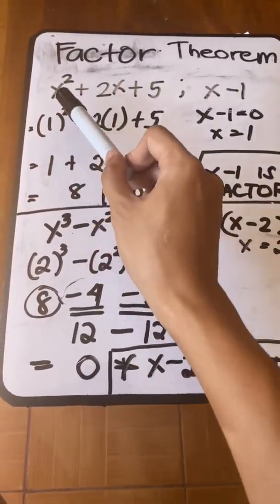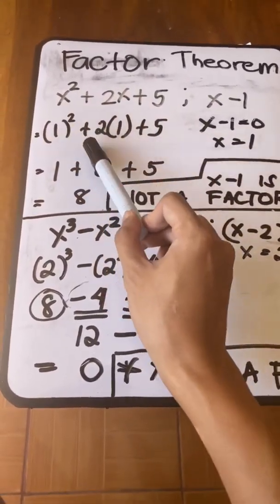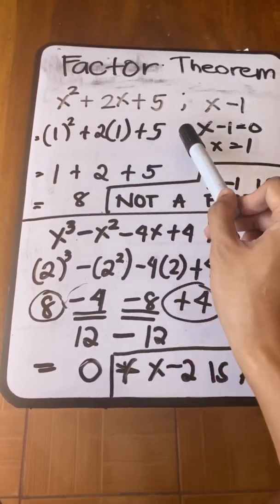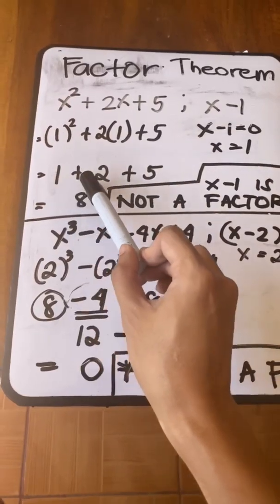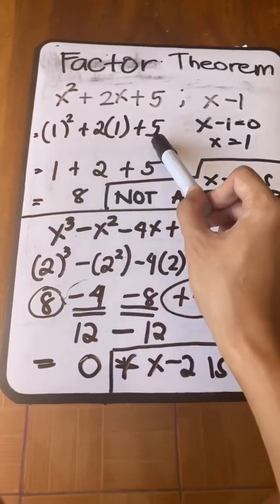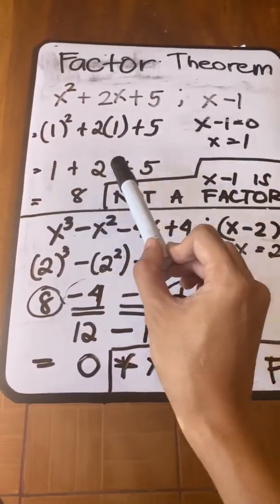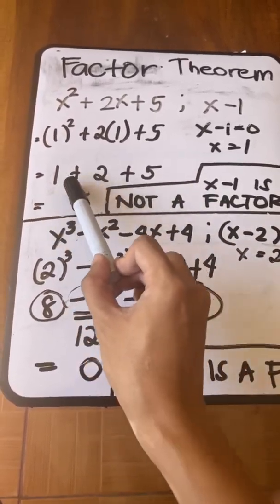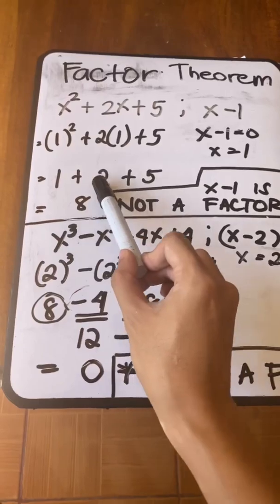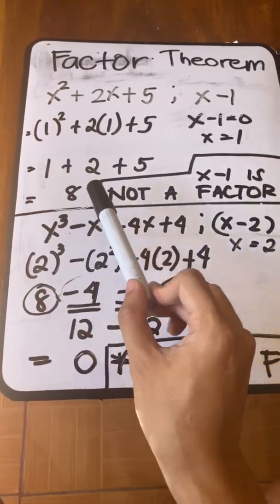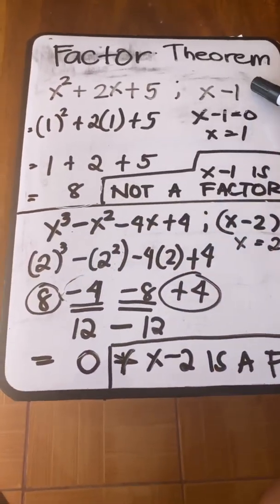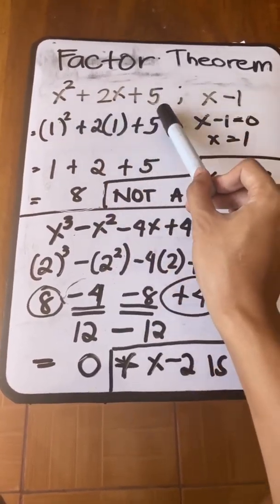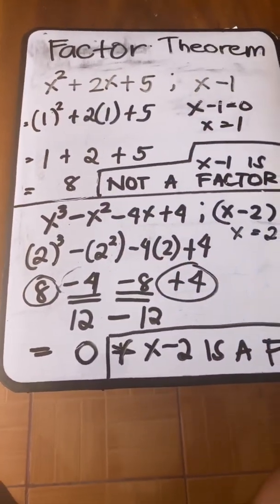Then, we substitute. So, this will become 1 squared plus 2. X will become 1. So, 2 times 1 plus 5. So, 1 squared is 1 plus 2 times 1 is 2. Bring down 5. So, 1 plus 2 plus 5 is equal to 8. Now, so in this case, kung makikita natin, may remainder siya na 8. So, ibig sabihin, hindi factor yung x minus 1 ng x squared plus 2x plus 5 using the factor theorem.